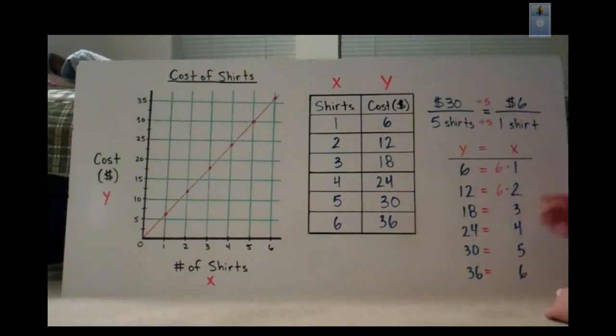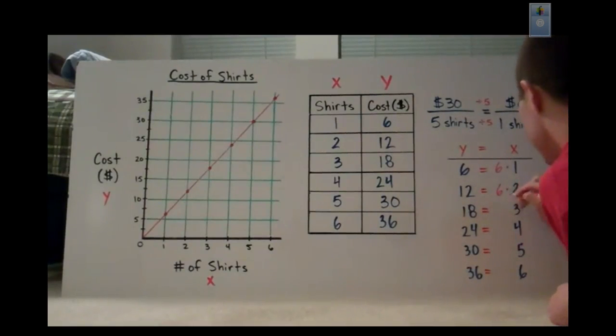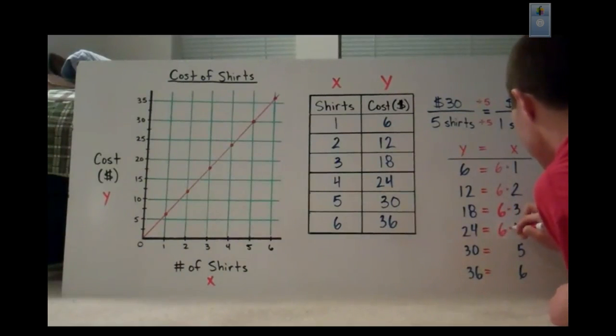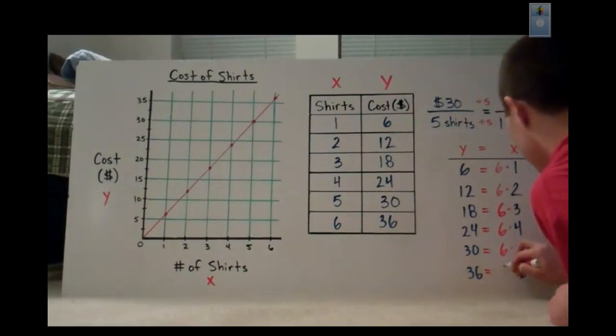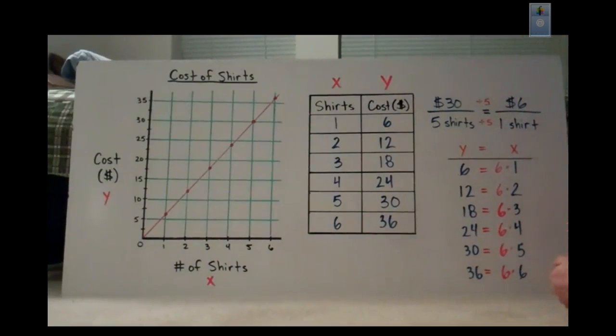And then again, notice the pattern, guys. You just have to multiply 6 by whatever X is to get Y. So I'm going to multiply 6 times 3 to get 18, 6 times 4, 6 times 5, 6 times 6. So what equation can I write now that doesn't have any numbers in it?